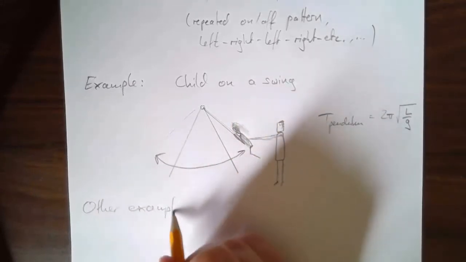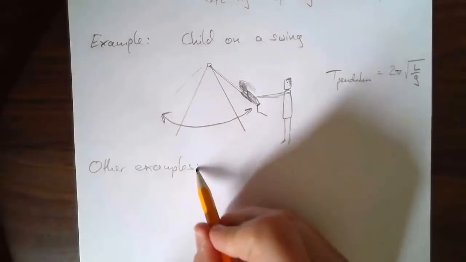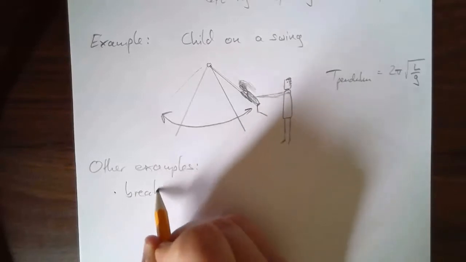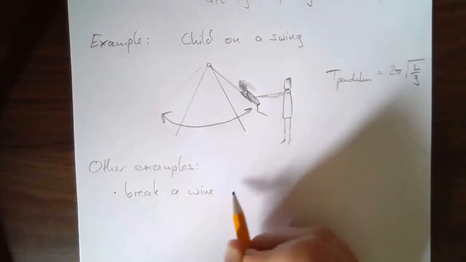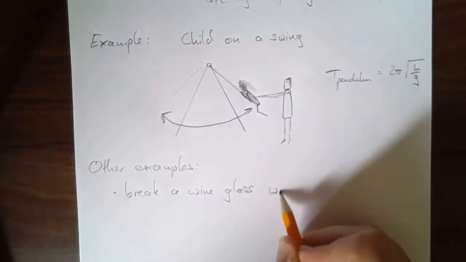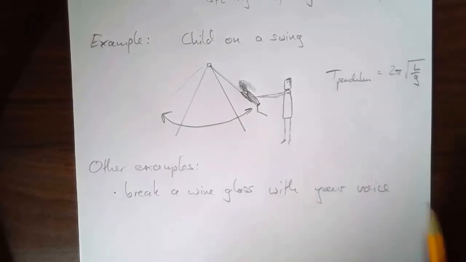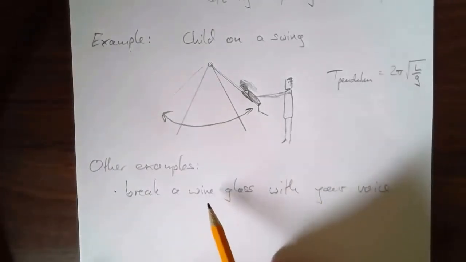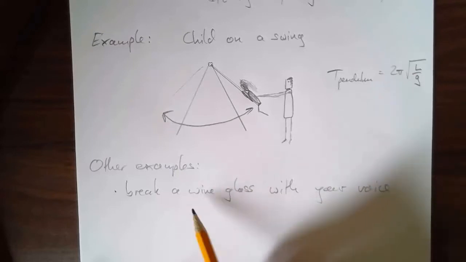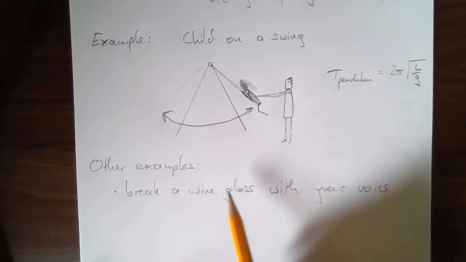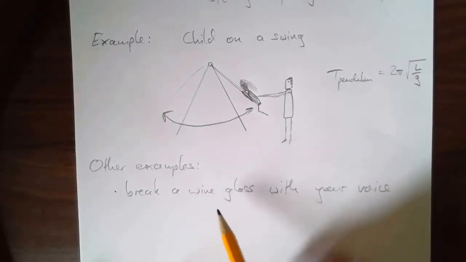And these examples occur in all sorts of areas of physics, of life really. So one thing you can do is break a wine glass with your voice. What's happening here? A wine glass is a solid piece of glass, but it can vibrate. And if you were to go with your moist finger across the edge of the wine glass, you can hear this ring, depending on the glass, of course.